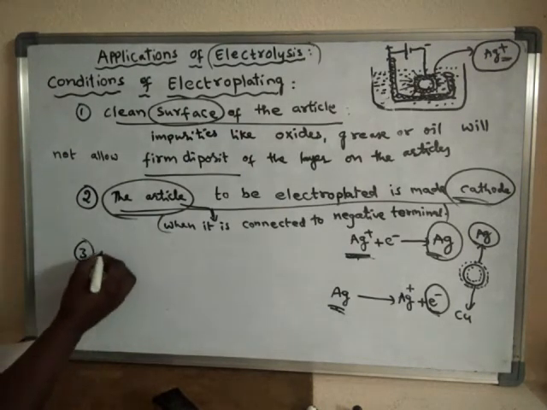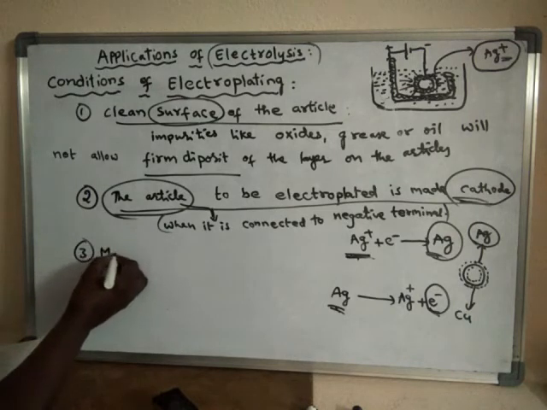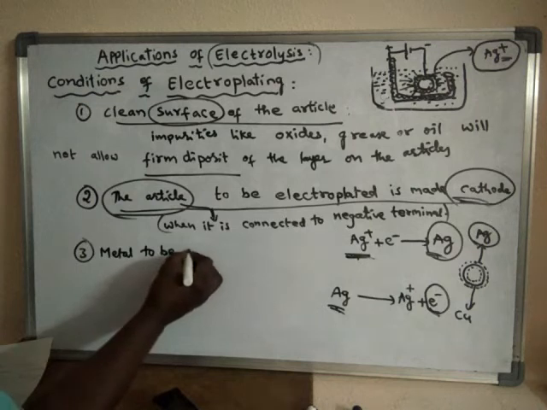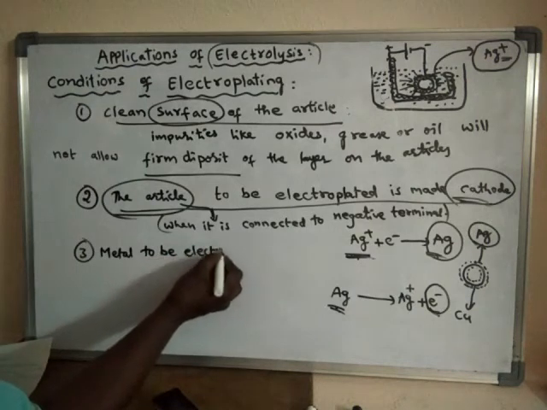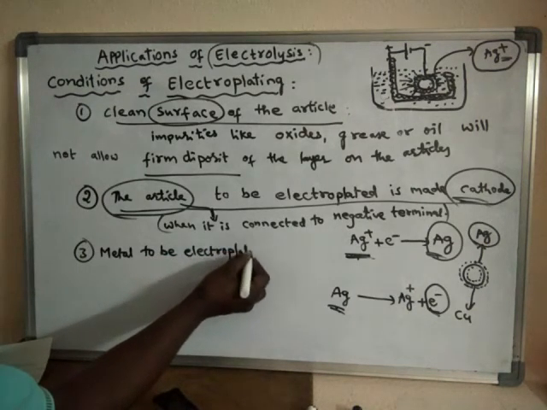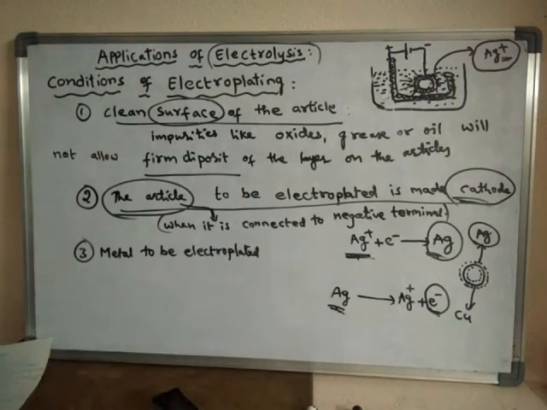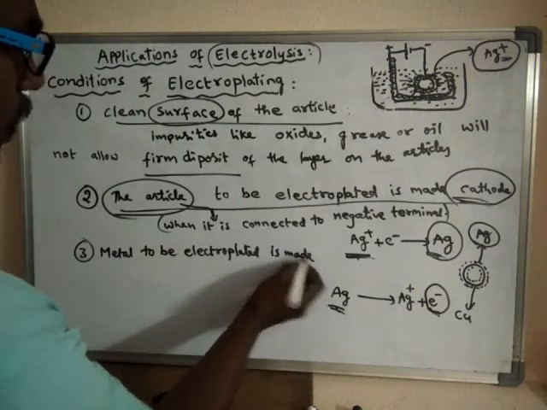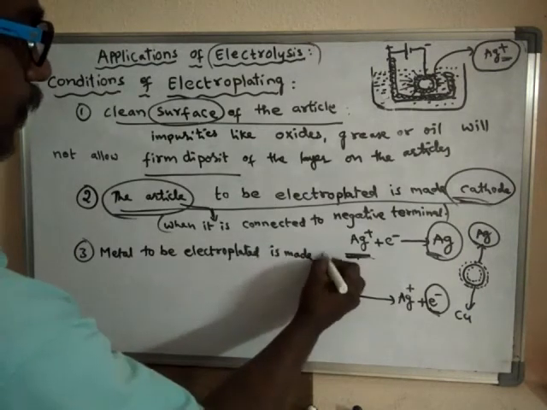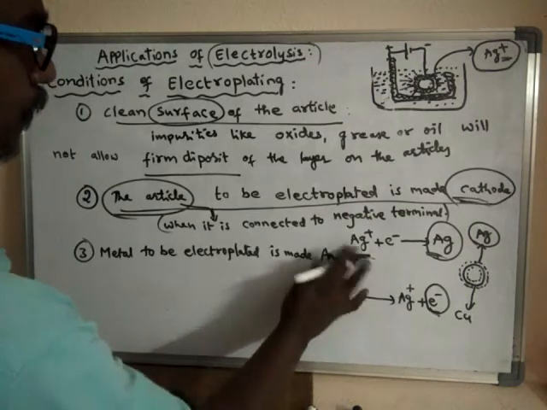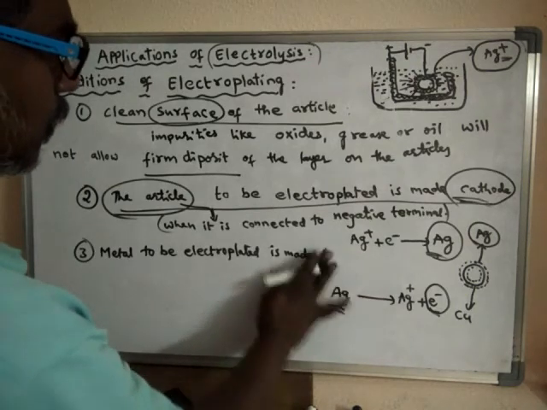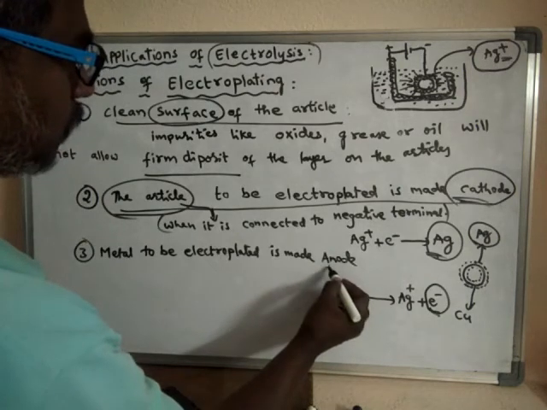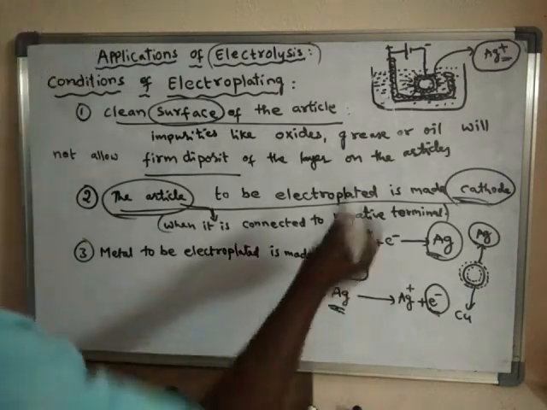The metal to be electroplated is made the anode. So here silver is made into the anode.